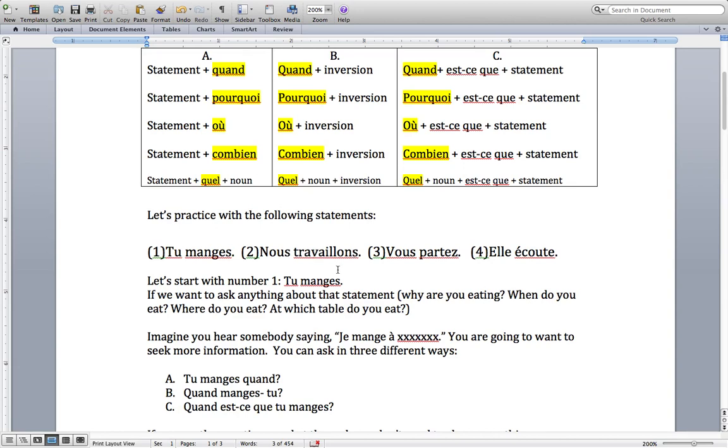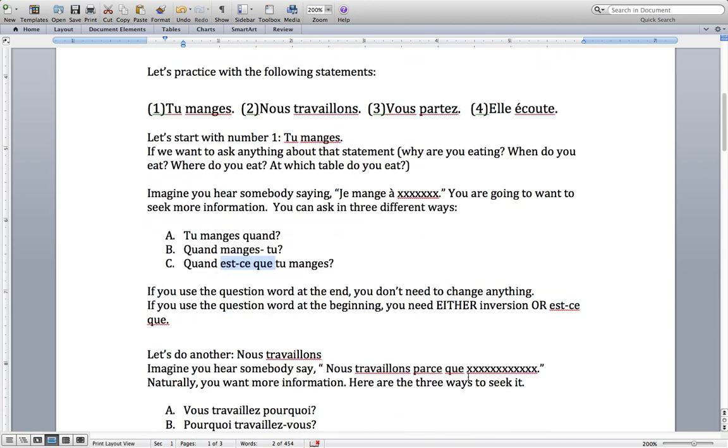So imagine you hear somebody saying, je mange. Well, you're going to want to seek more information. So you can do that in three different ways. You can say, tu manges quand? You could say, quand manges-tu? Or you could say, quand est-ce que tu manges? Notice that in A, we stick the question word at the end, quand, and in B and C, we put it right there in the beginning. And in B and C, we had to decide between inversion or est-ce que, but we did not use them simultaneously.